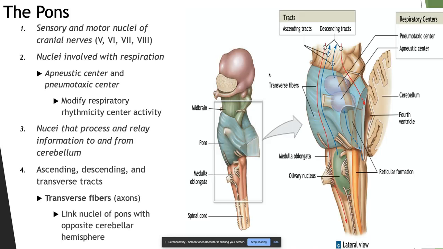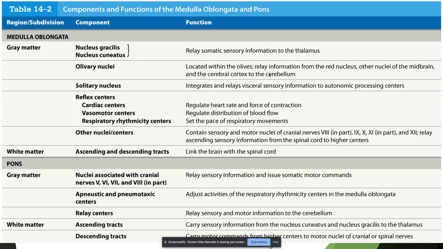And four, ascending, descending, and transverse tracts. Longitudinal tracts interconnect the portions of the CNS, and the middle cerebellar peduncles are connected to the transverse fibers, which cross the anterior surface of the pons. And these fibers are axons that link nuclei of the pons, also called the pontine nuclei, with the cerebellar hemisphere of the opposite side. This is just a table that highlights the information we just talked about.